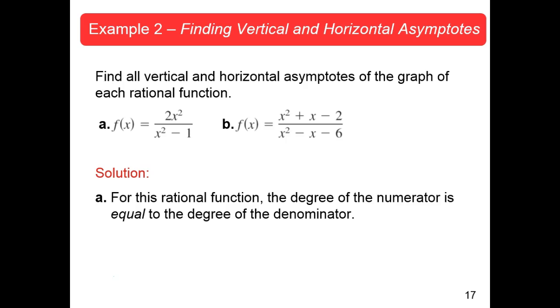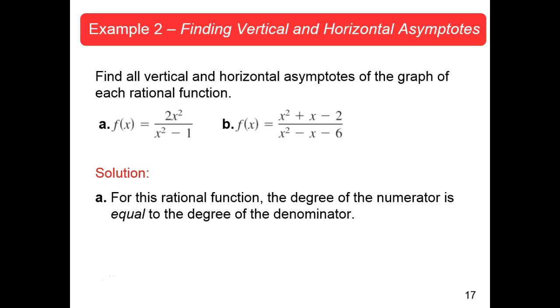Now, if this had been an x cubed up here, and that x squared down here, that would have been a 2x. As x gets large, the function gets large, so it's going to positive infinity. As x gets very small, it's going negative. So hang it up, Jack. That doesn't have a horizontal asymptote.